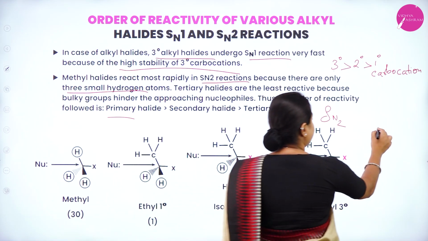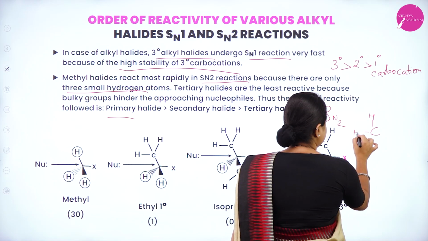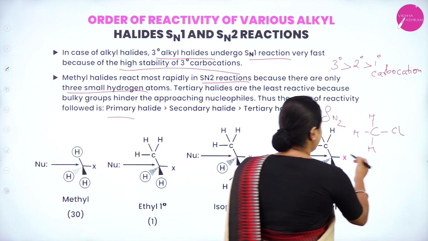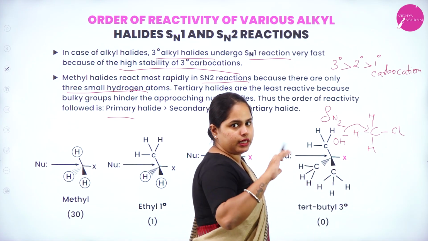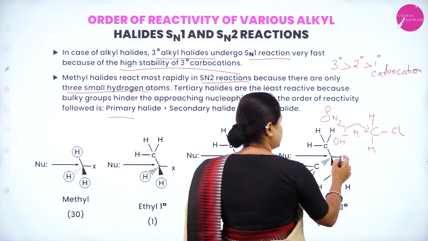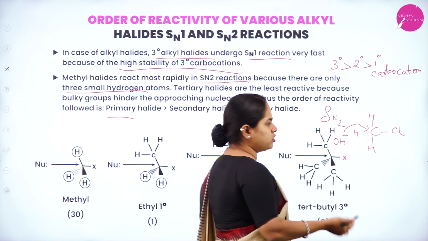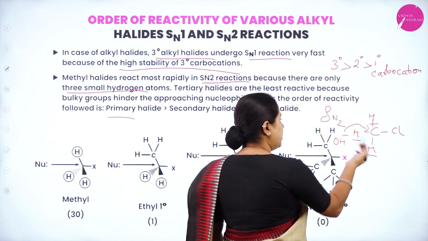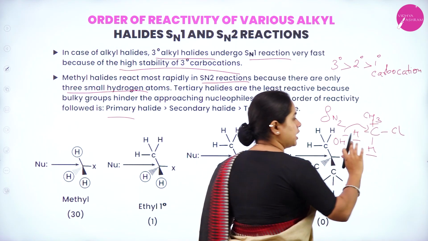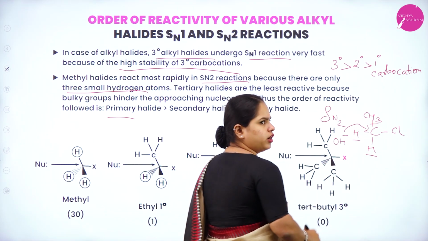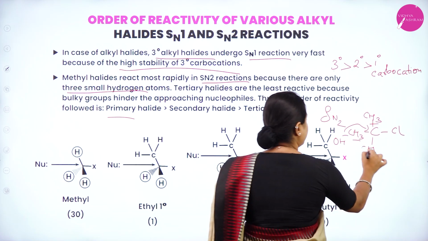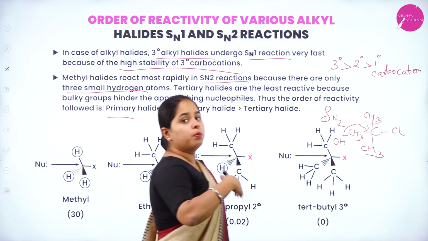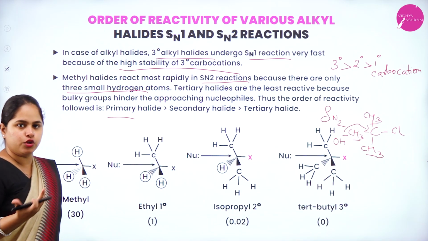Methyl chloride we have taken as an example, right? CH3Cl, and the nucleophile will attack from this side, and we have studied there will be inversion of configuration. In this case, it will be easy because all the 3 are hydrogen atoms. But instead of one hydrogen atom, if it is another methyl group, it becomes more difficult. If one more methyl group comes, it will be much more difficult for the attack of the nucleophile.